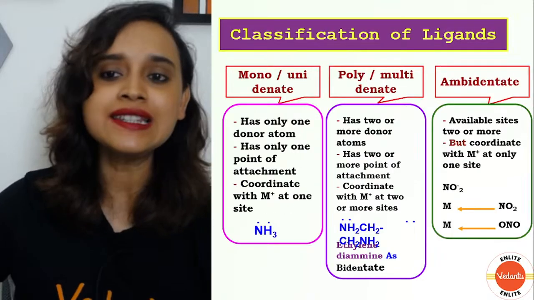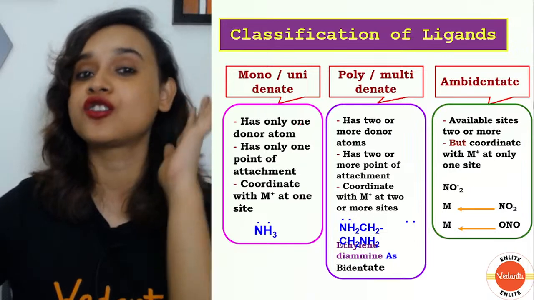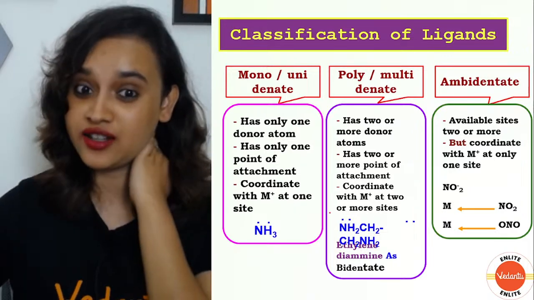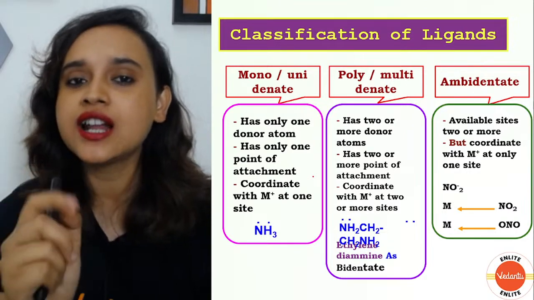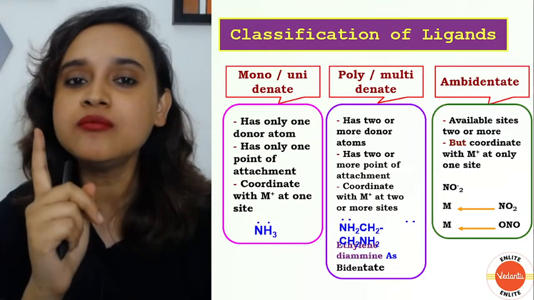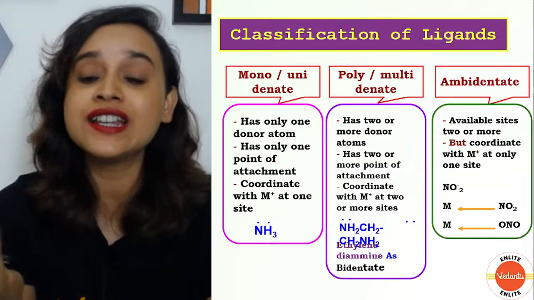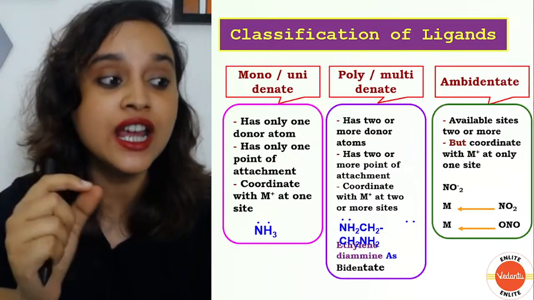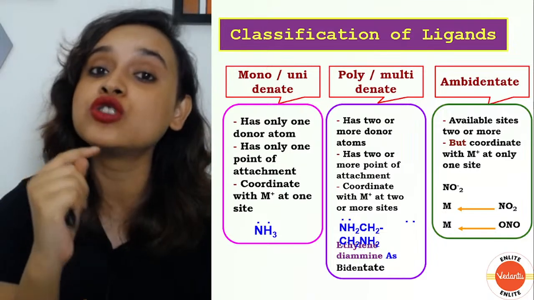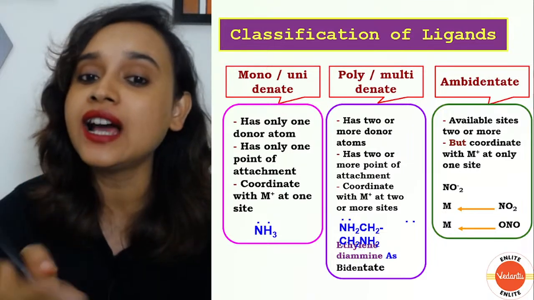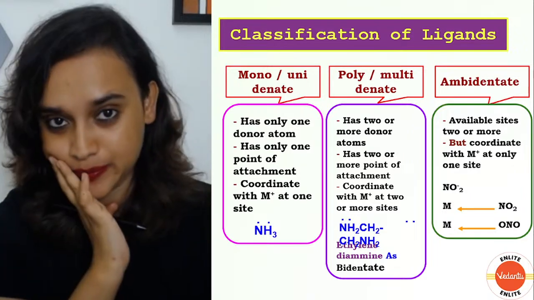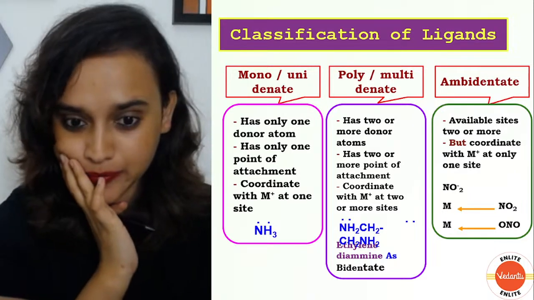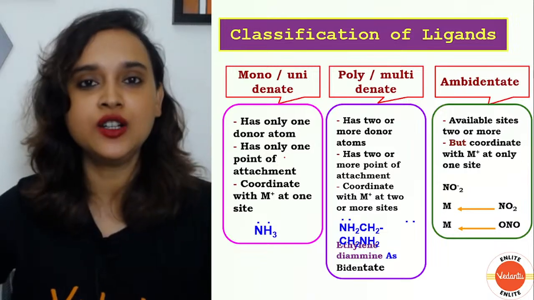Now moving on from here, let's take a look at the classification of ligands. Do you think that you can classify ligands? Now, there are some ligands which have only one donor atom, or we can say donor site. Please remember it as donor site, not atom. Let's say that is unidentate, which means there is only one donor site.